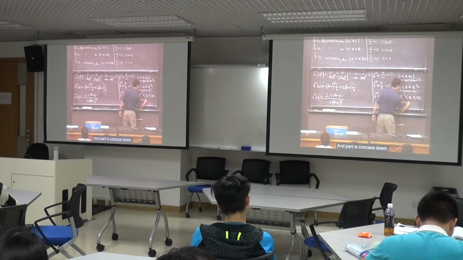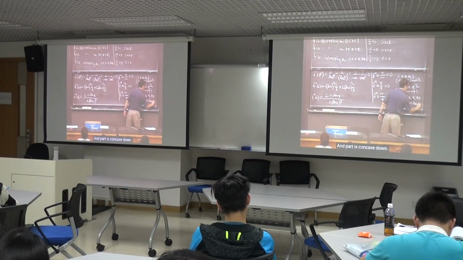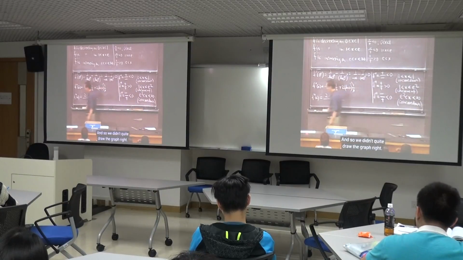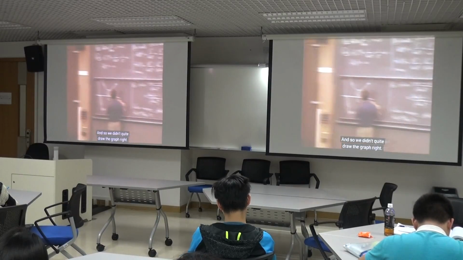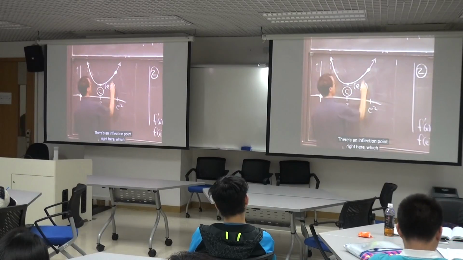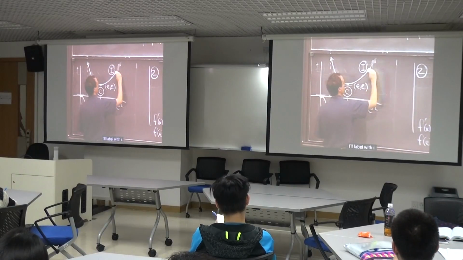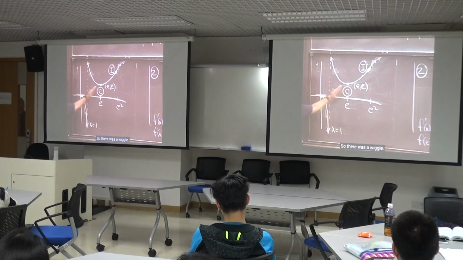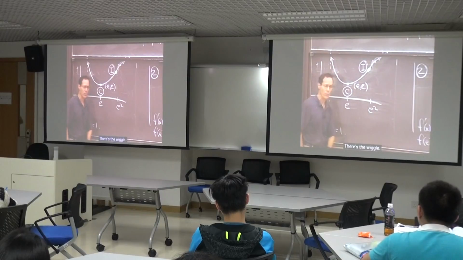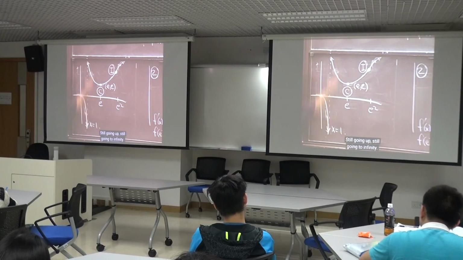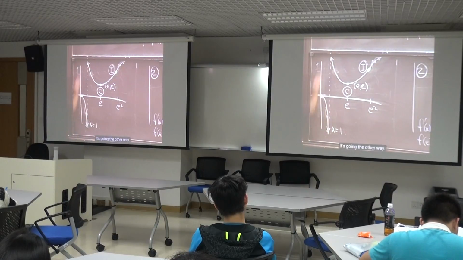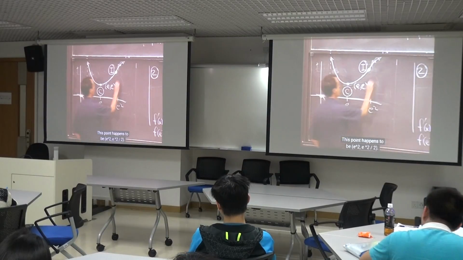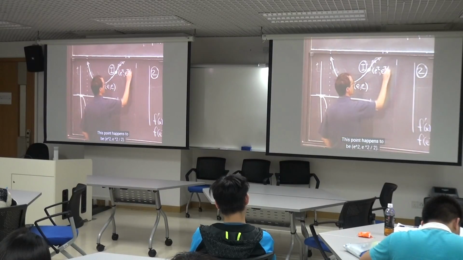concave down. And so we didn't quite draw the graph right. There's an inflection point right here, which I'll label I, and it makes a turn the other way at that point. All right, so there was a wiggle. There's the wiggle. Still going up, still going to infinity, but kind of the slope of a mountain, right? It's going the other way. All right, this point happens to be e squared over 2.